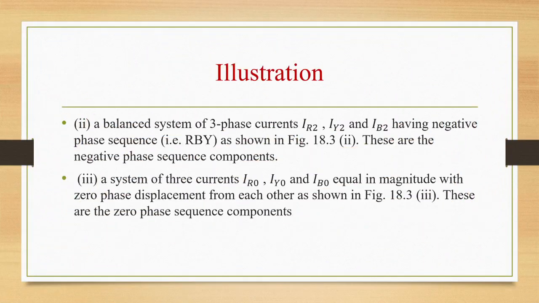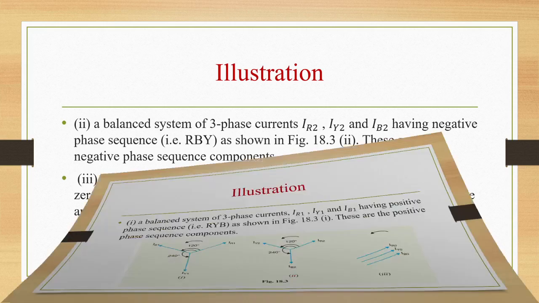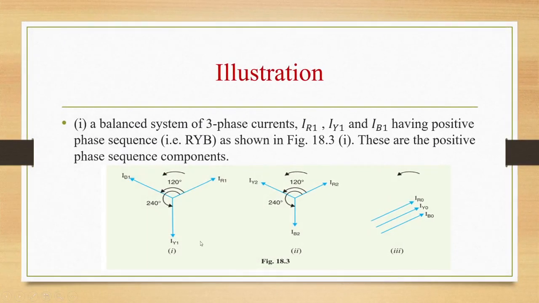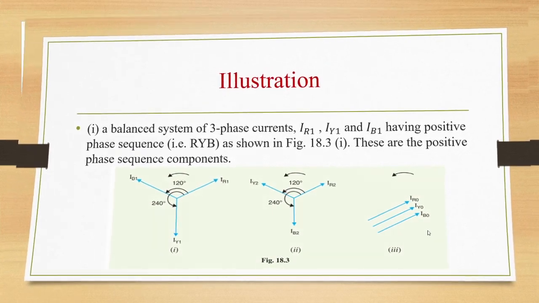The second is a balanced system of three-phase currents IR2, IY2, IB2 having negative phase sequence, RBY, as we have seen in the figure. The third is a system of three currents IR0, IY0, IB0 equal in magnitude with zero phase displacement from each other, shown in the third figure; these are the zero phase sequence components. So the first figure shows the positive phase sequence component, the second shows the negative, and the third shows the zero phase sequence components.